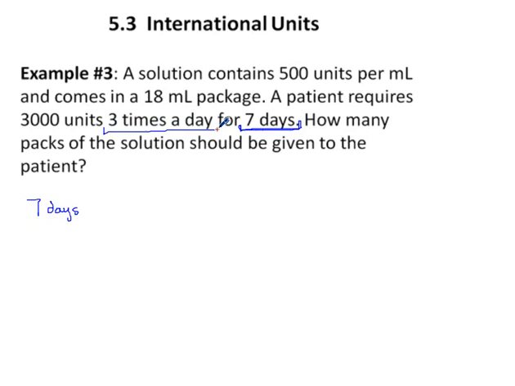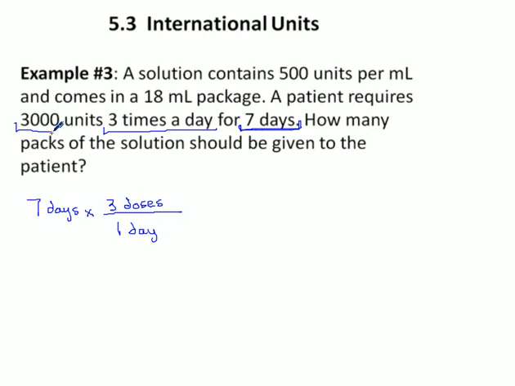Then they give us a ratio with 3 doses per day. Remember how we set these up. We want to have a fraction that cancels out our original unit and introduces a new unit. So if we have 3 doses every 1 day, that takes care of the 3.